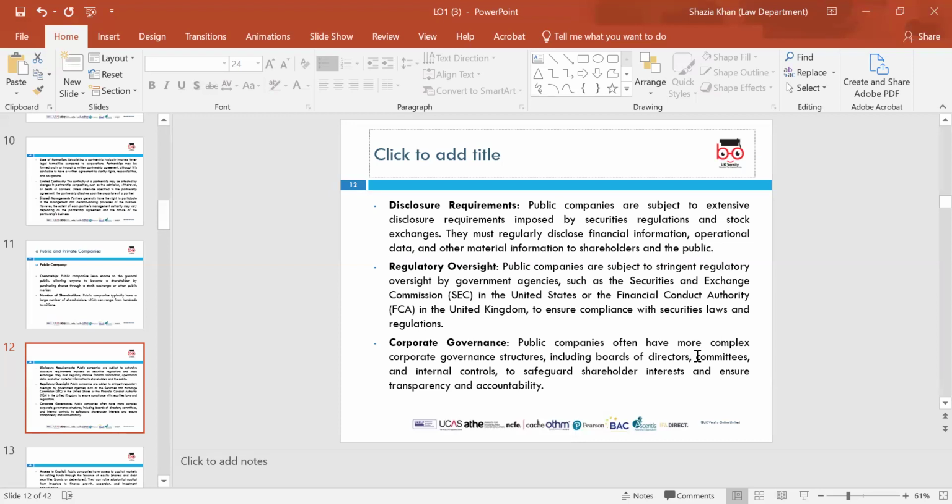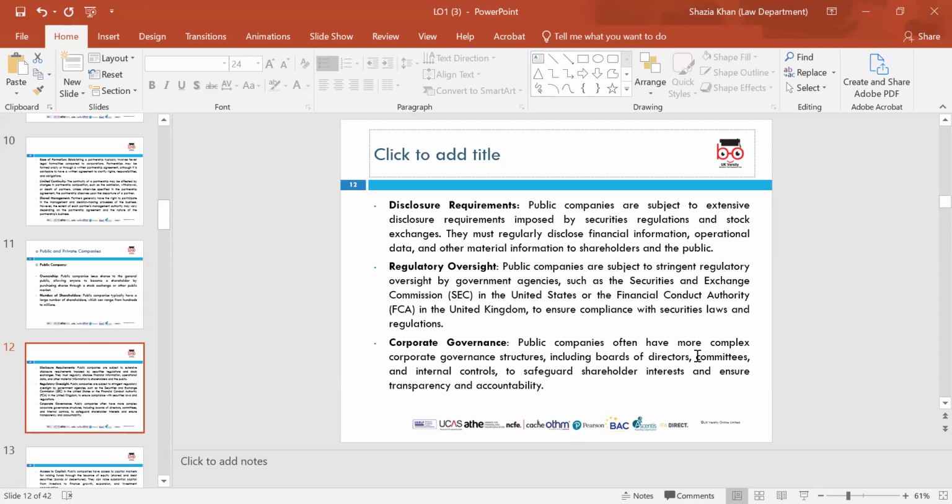So compared to the partnership and the sole trader, this is more stringent in regards to trying to identify any sort of issues with securities or any sort of external agencies they have to work with. So it's a lot more stringent, and you have to comply with a lot more laws and regulations.